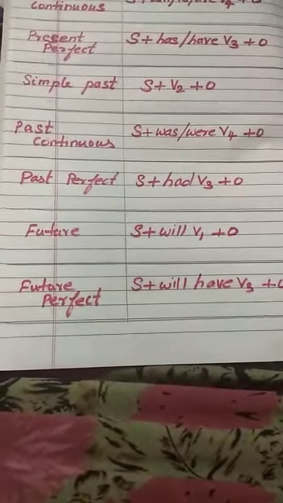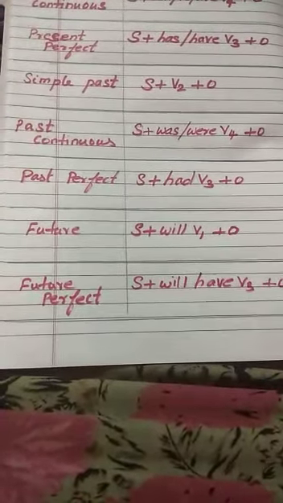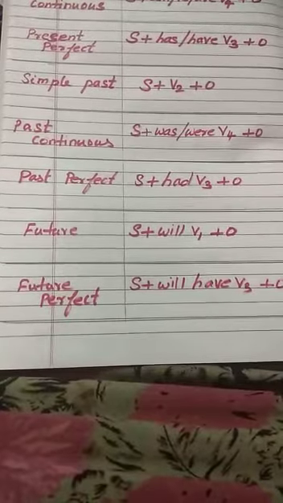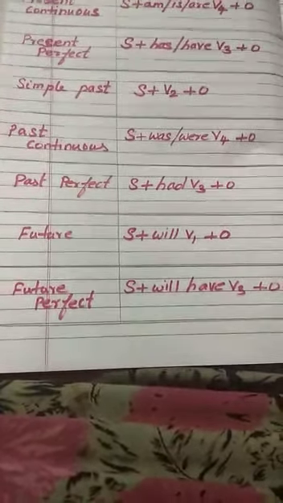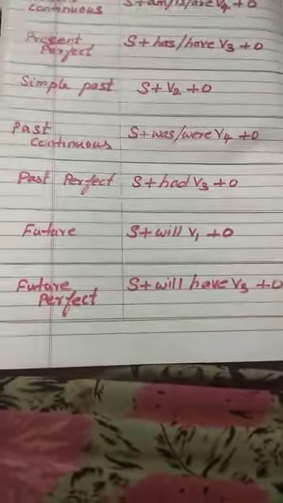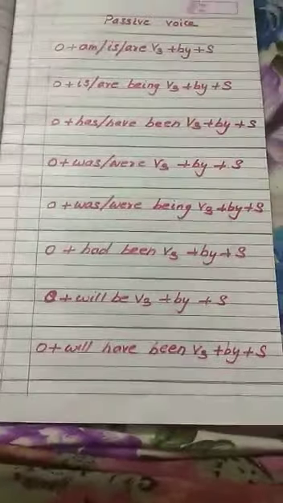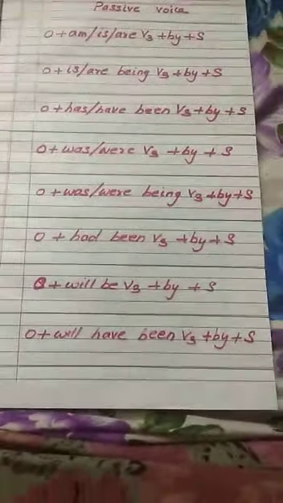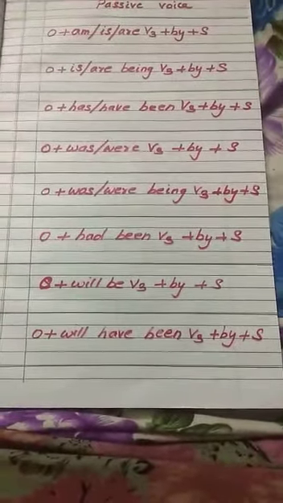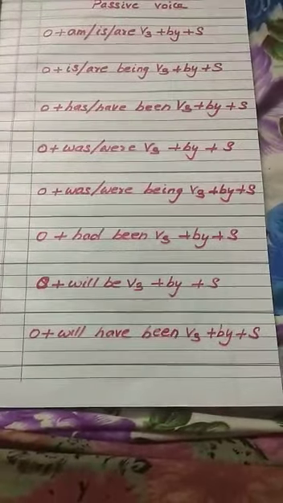Now next we are going for past perfect. Past perfect, subject, had, V3 and then object. So whenever we are having has or have or had, next to that the verb will be in the third form. So here we are having only one, so we are just adding been alone. So object plus had, been, V3 by S.